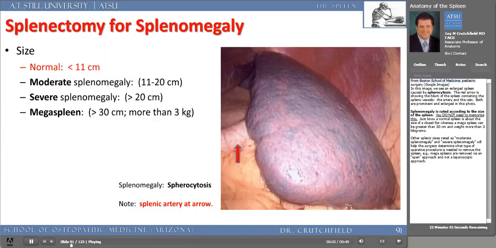In this image, we see an enlarged spleen from spherocytosis. The red arrow is showing the hilum of the spleen, containing the splenic vessels, both the artery and the vein, which are very prominent and enlarged in this photo.